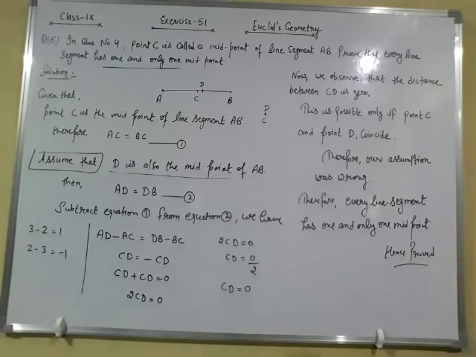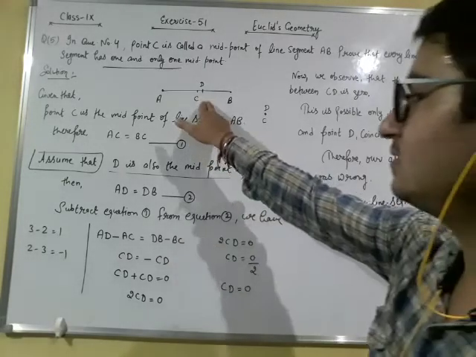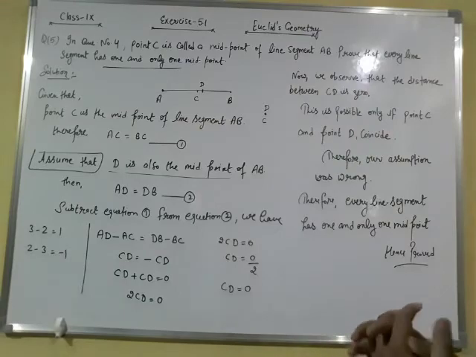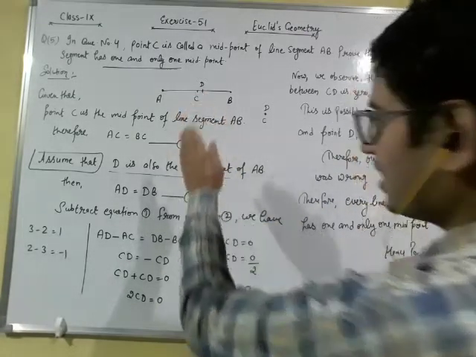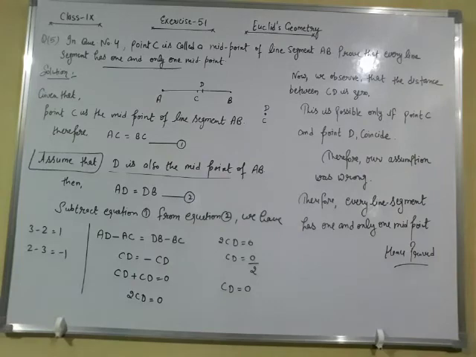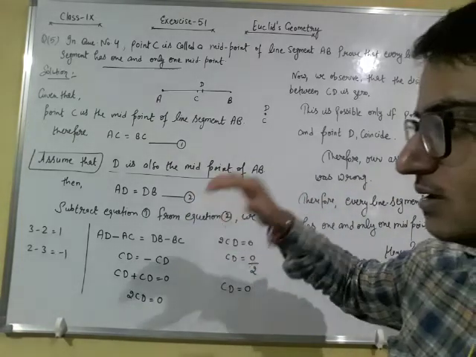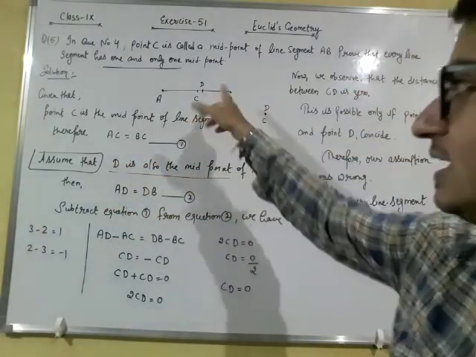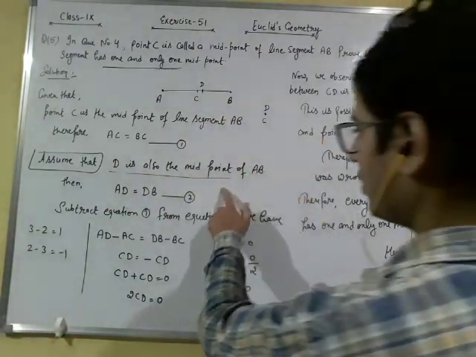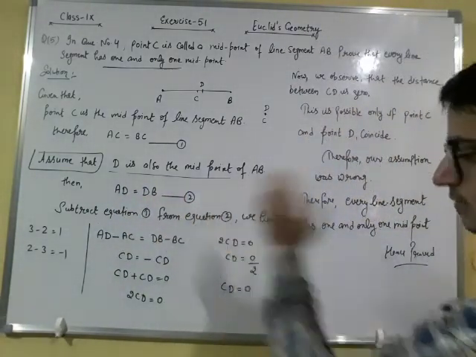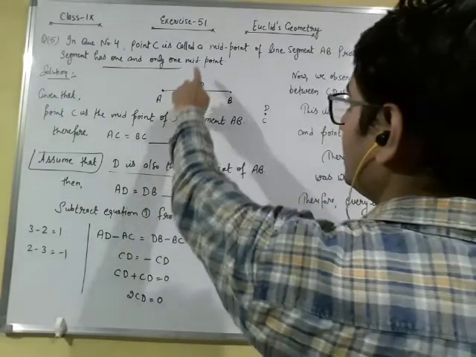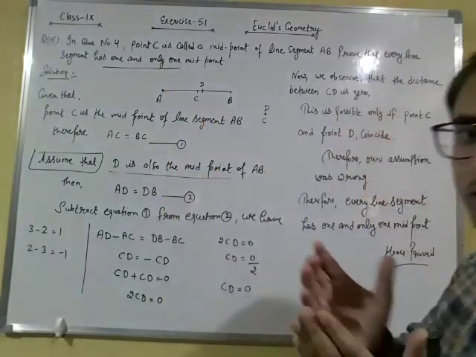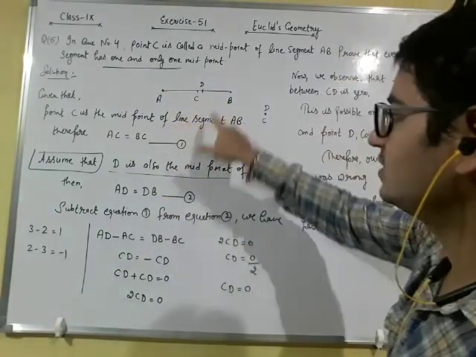Now I am giving you a quick recap of this question. In question number 4 we are given that C is the midpoint of AB, and in question number 5 we have to prove that C is the one and only midpoint of AB. We have proved this by the method of contradiction. We assumed that there is one more point D which is the midpoint of AB. If D is the midpoint of AB, then AD equals DB. But we have already proved in question number 4 that AC equals CB.